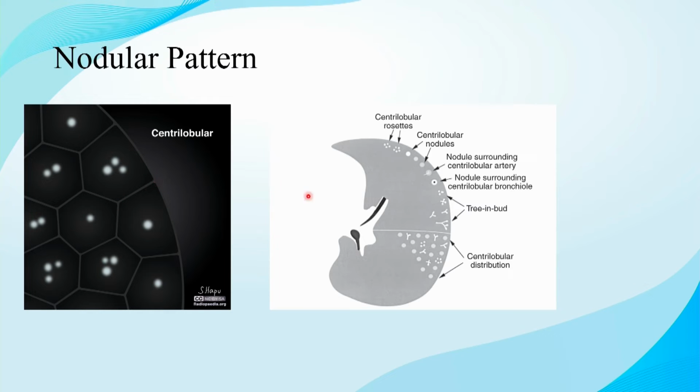Okay, so these nodules can either be discrete, they can appear in clusters, that is rosettes, or sometimes you can also see a nodule surrounding the centrilobular bronchiole, and day in and day out we see a tree in bud pattern as well.